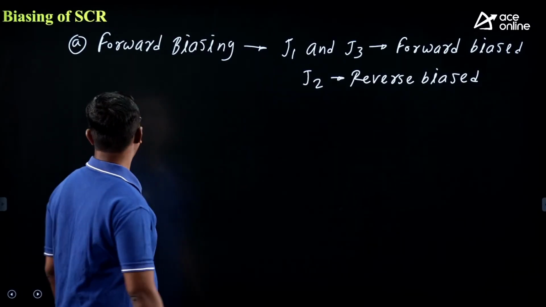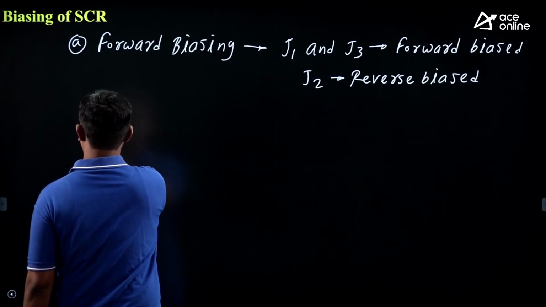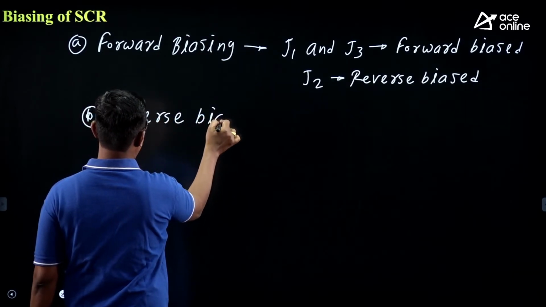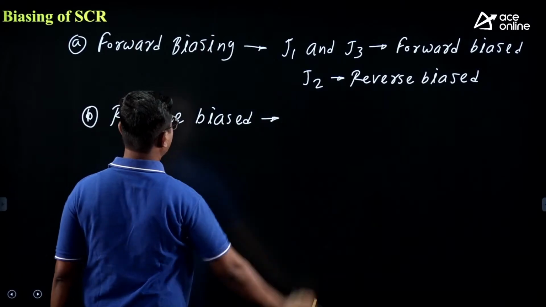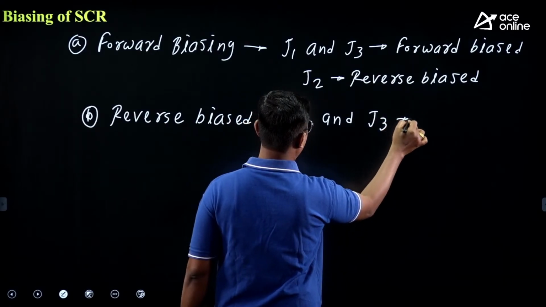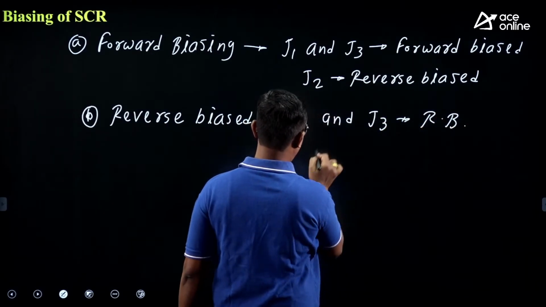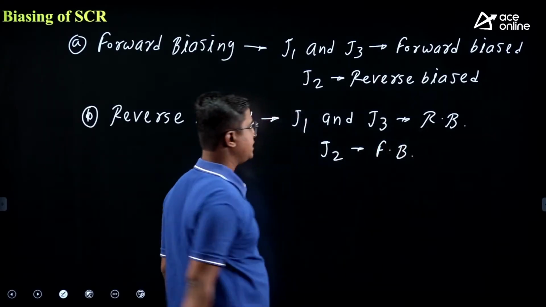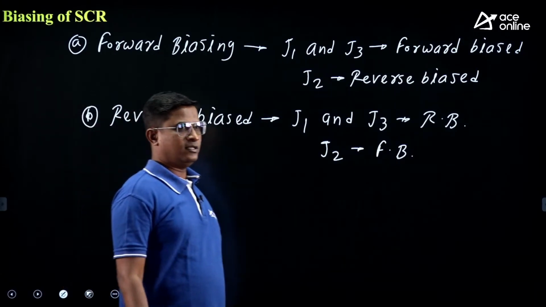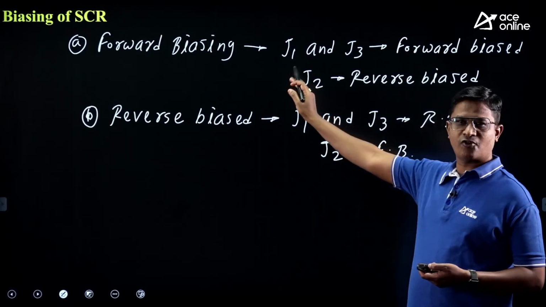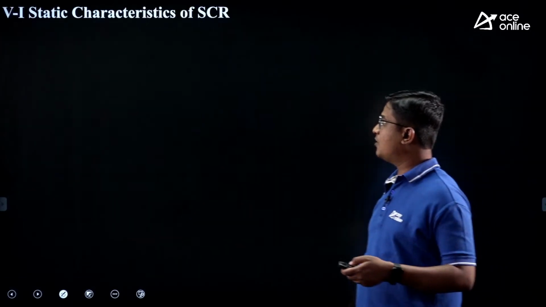And similarly, when the SCR is in a reverse bias mode, then J1, J3 reverse bias and J2 forward bias. Right? J2 forward bias. Next, we can turn on the SCR when the SCR is in a forward bias mode. Next, now the VI characteristic of the SCR.